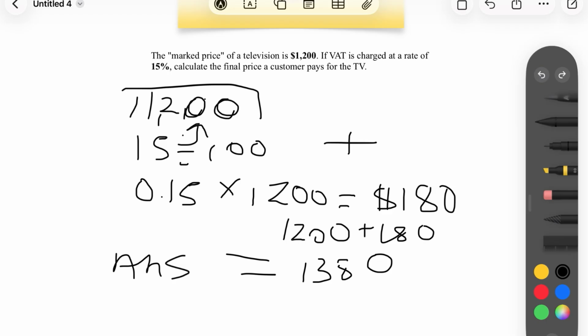So this will be our final price. And that's basically VAT. So when you're thinking VAT and discount, it's basically just the opposite of each other. If they ask you to calculate the VAT, they're just asking you to calculate the amount that is now added. So that's kind of a loss for us.